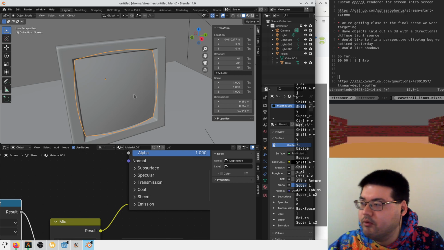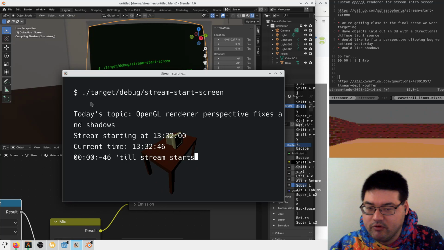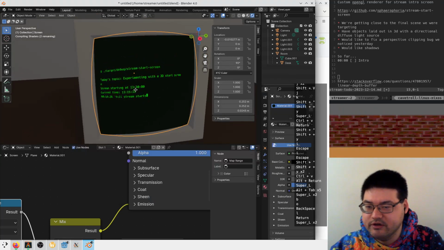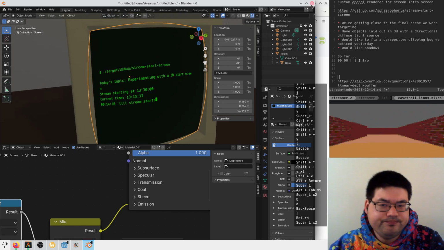Something similar to what we're seeing there, where we have a monitor on a desk. But instead of the text being overlaid like this, it'd be kind of cool if it's showing on the CRT in some way. So that's what we're looking for.